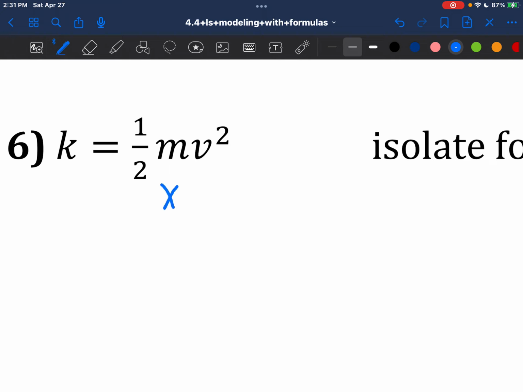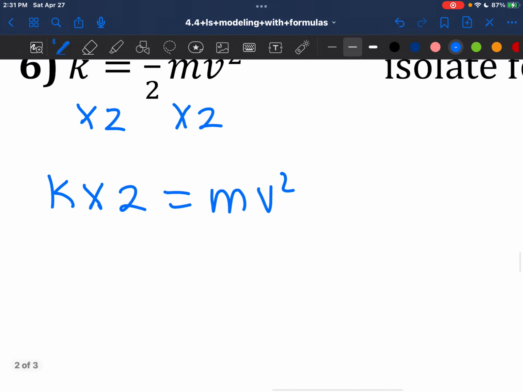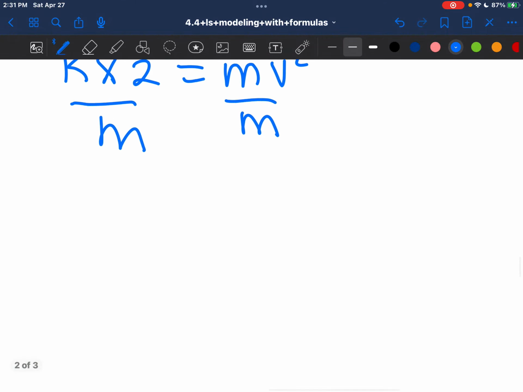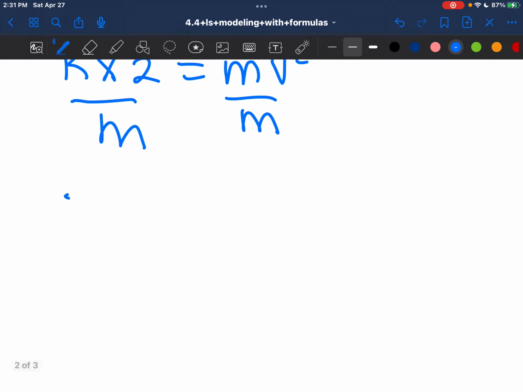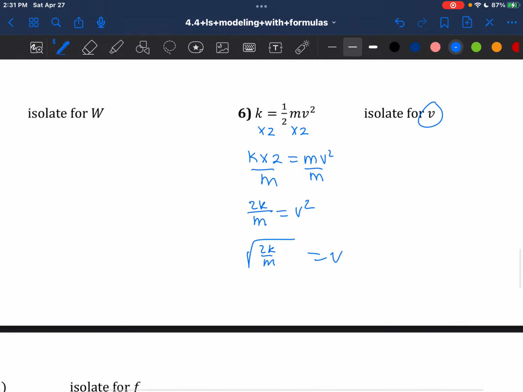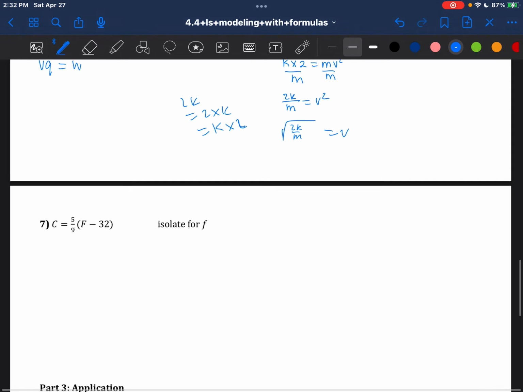Isolate for V, so we want to multiply by 2: K times 2 equals M V squared. Then we can divide by M, and then we could say that 2K divided by M equals V squared. Just take the square root to get rid of the square. And 2 times K equals K times 2, so it's the same thing.